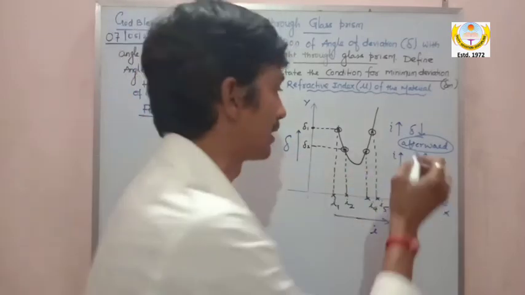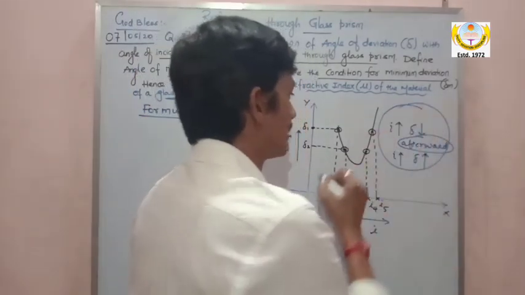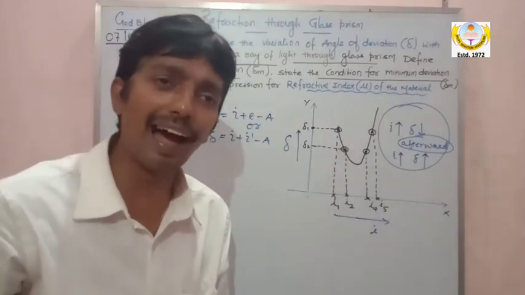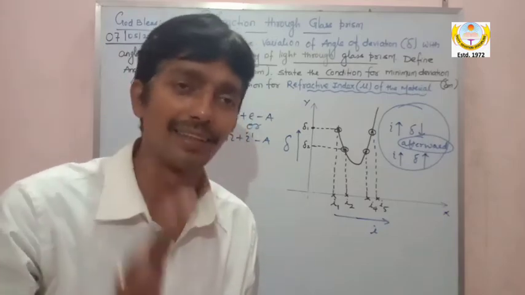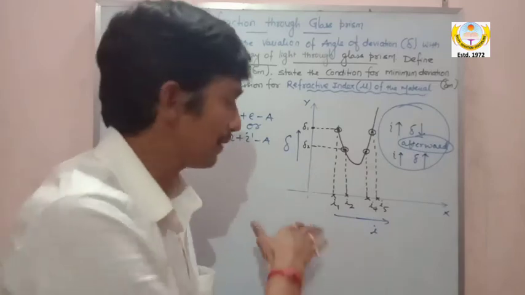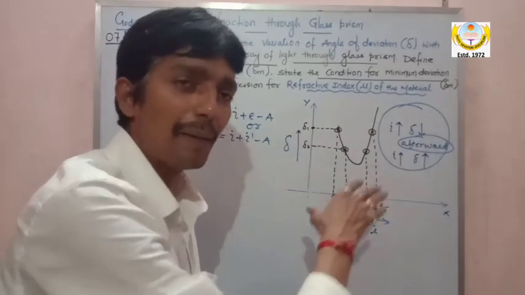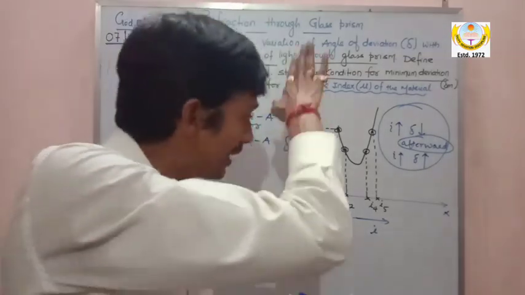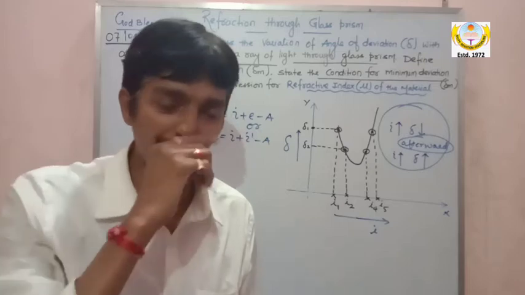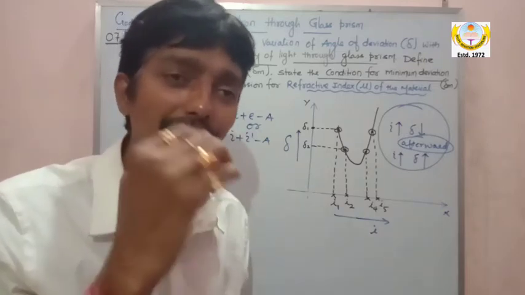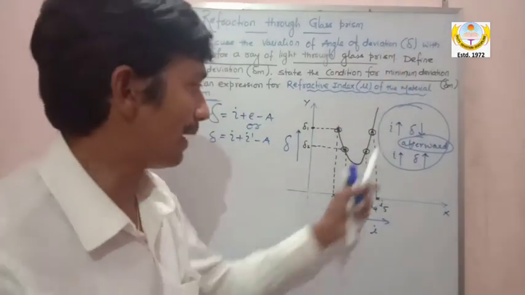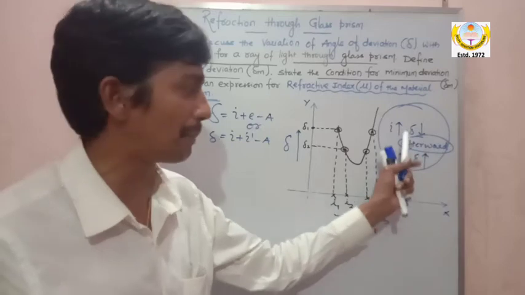Take care in MCQ. This is an MCQ question. During the variation of I and delta, my dear, don't write that I increases, delta decreases. The right answer is that with the angle of incidence increasing only, the deviation first decreases and then it increases. So your right answer is that the deviation angle decreases and then increases. This is the answer of the MCQ. So please take care of this concept which I have given.